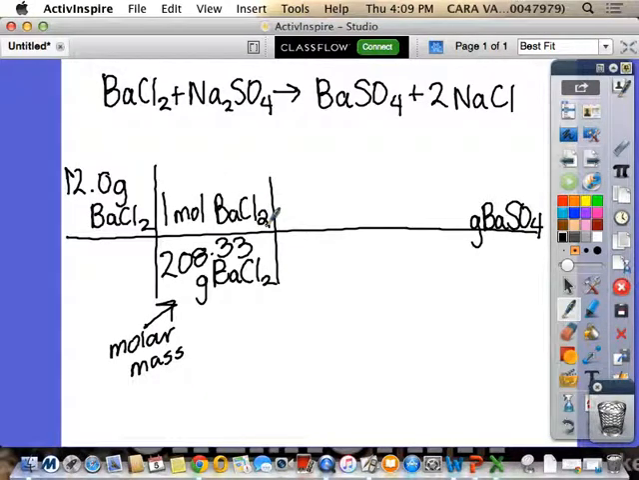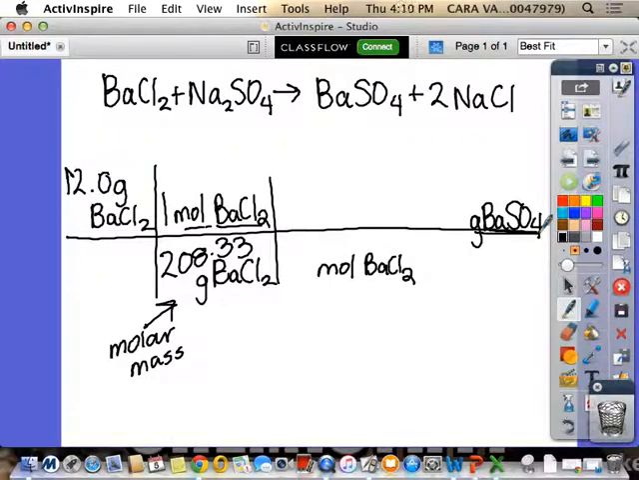Now we've got moles of barium chloride, but again, we're still trying to get to grams of barium sulfate. So let's go ahead and get rid of moles of barium chloride, and we're going to do that by dropping it down. So write out your units and your compound. So now we're at moles of barium chloride. Again, I'm still trying to get to barium sulfate, so I've got to figure out some way to transition from barium chloride to barium sulfate.